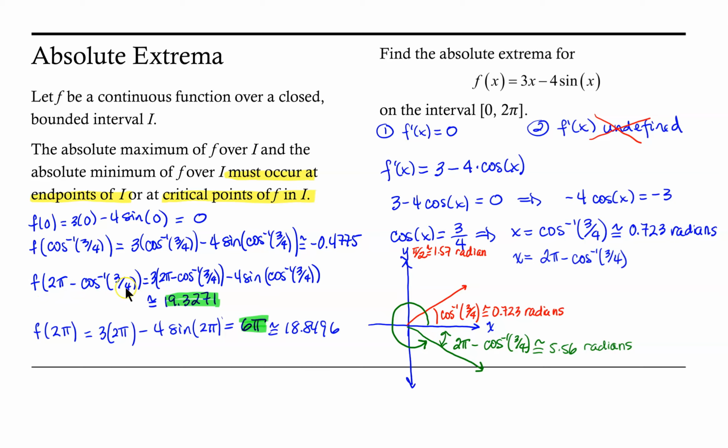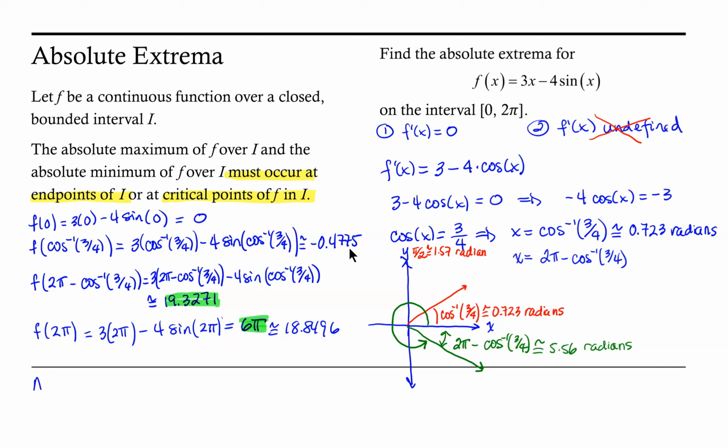Looking for our absolute minimum, we see that we do have one negative value, one that's 0, and two that are positive. So this output value of approximately negative 0.4775 would be our absolute minimum.